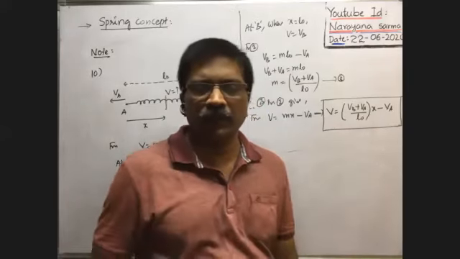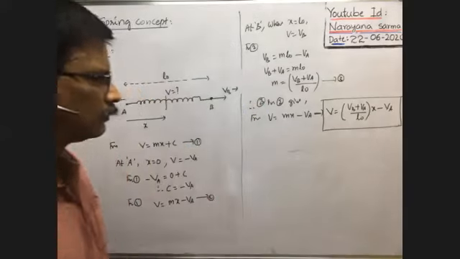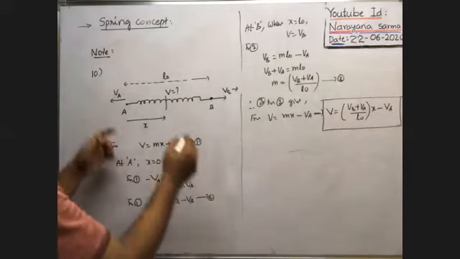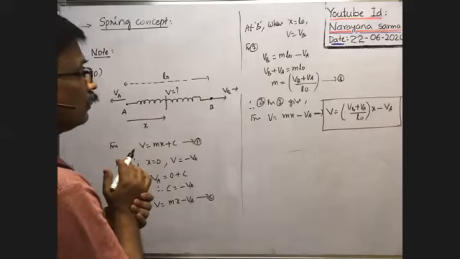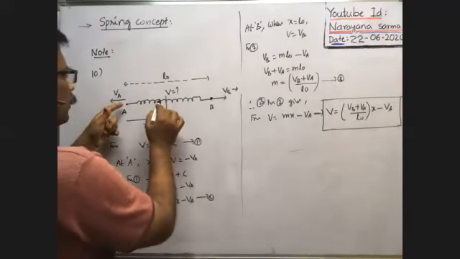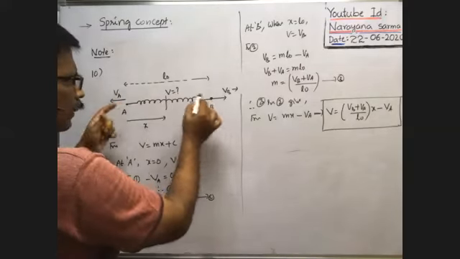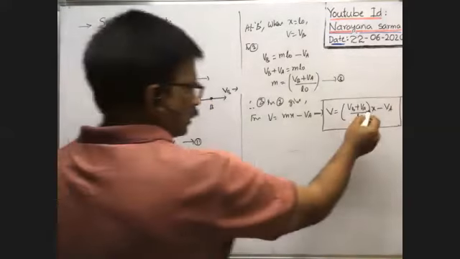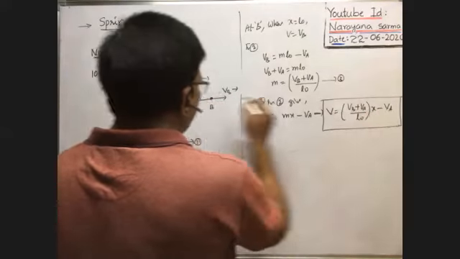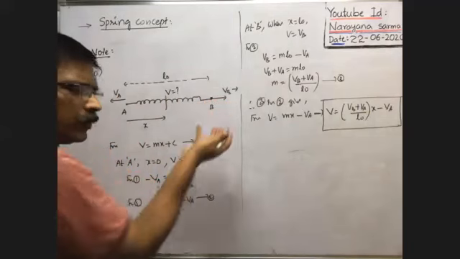Sir, can we write L naught in the place of x in the last step, when we substitute 3 in 2? Suppose you substitute x is equal to L naught. Then VA cancels, so this end is having velocity VB only.